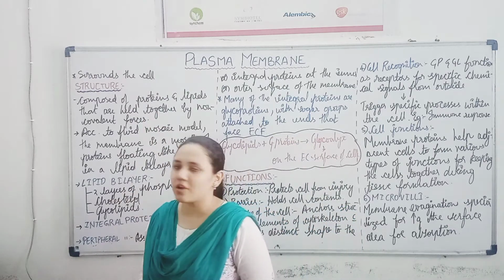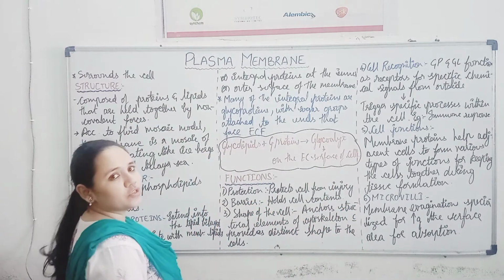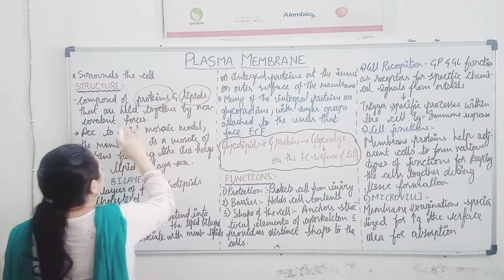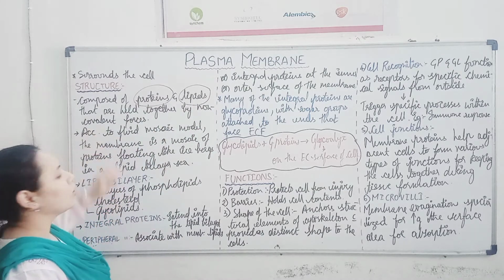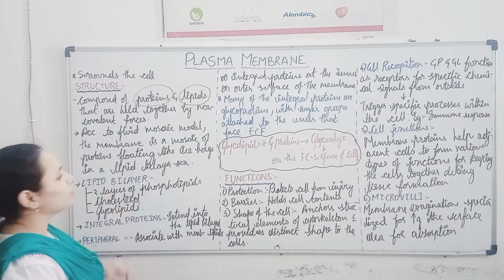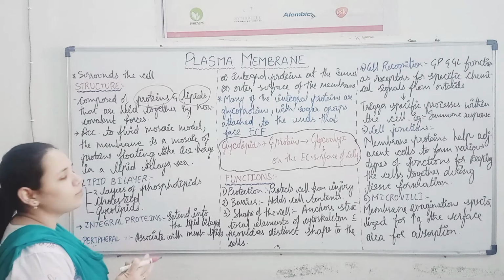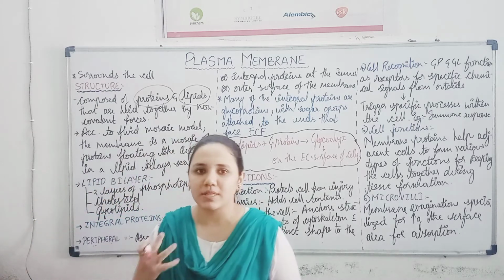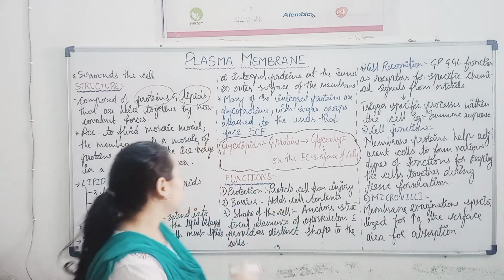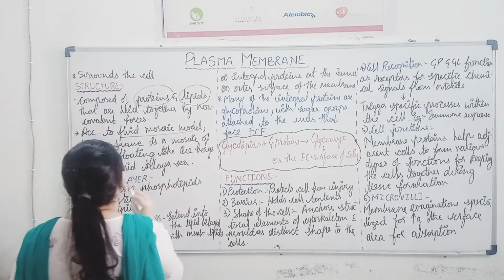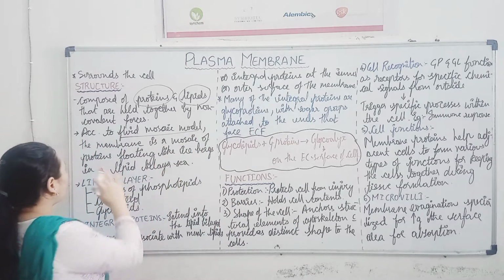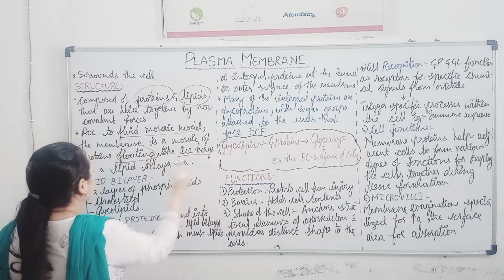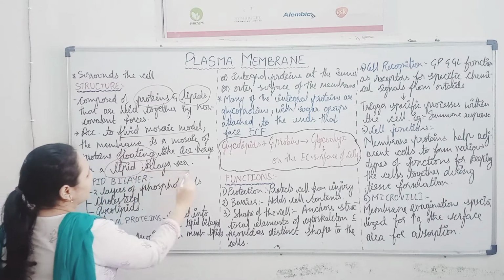Coming to the structure of the plasma membrane, it is composed of proteins and lipids. These proteins and lipids are held together by non-covalent forces. According to the fluid mosaic model, which is a specific model used for describing the structure and function of the plasma membrane, the membrane is a mosaic of proteins floating like icebergs in a lipid bilayer sea.